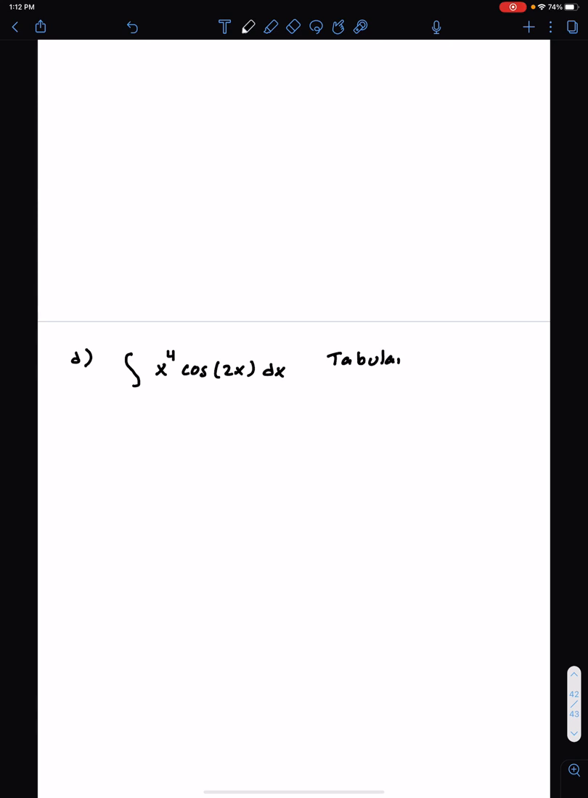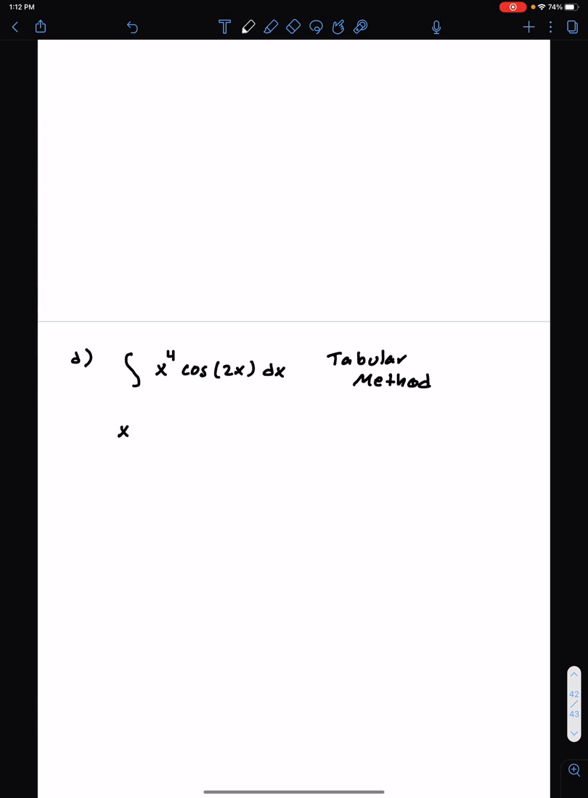Okay, with integration by parts, if there's a polynomial times a sine or a cosine, you can do integration by parts multiple times. An easier way is the tabular method. The tabular method is used if you can take a derivative of a function down to 0, and then you can integrate the other function.